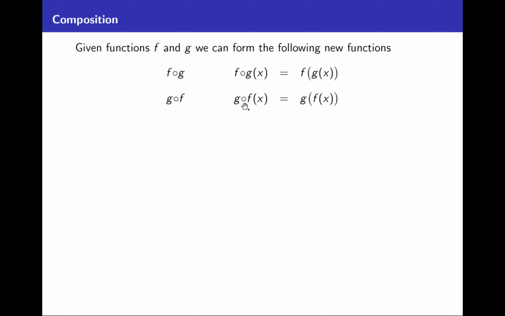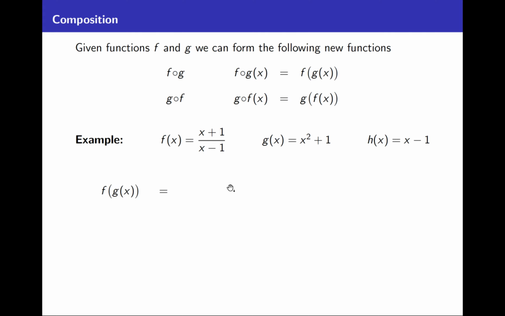And g composed with f, that's the name of a function, and it's defined this way. When you plug in an x, g composed with f of x is g with f of x plugged into it. So let's look at some refresher examples. Take the function f of x equals x plus 1 over x minus 1. g of x is x squared plus 1, and h of x is x minus 1. Let's look at f of g of x. So that would be the composition f composed with g of x.